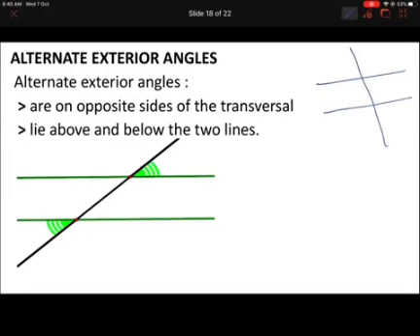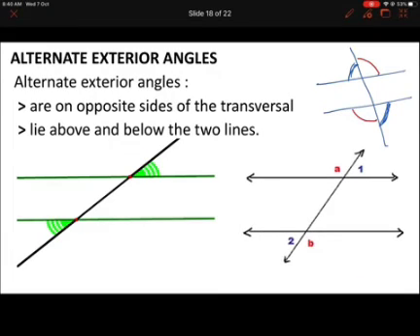See children, one is here, the other one is here. They are exterior. Which is the other pair? Let me show you with other color. There is one more here and one more here. I hope that's clear to you. They are alternate exterior angles.